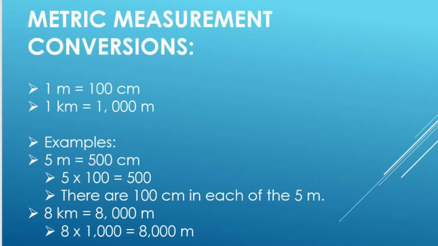Now let's quickly take a look at some different measurement conversions. So again, 1 meter is equal to 100 centimeters and 1 kilometer is equal to 1,000 meters. So that would mean that 5 meters is the same as 500 centimeters because 5 times 100 is 500, because there's 100 centimeters in each of the 5 meters. 8 kilometers is equal to 8,000 meters because 8 times 1,000 is 8,000.